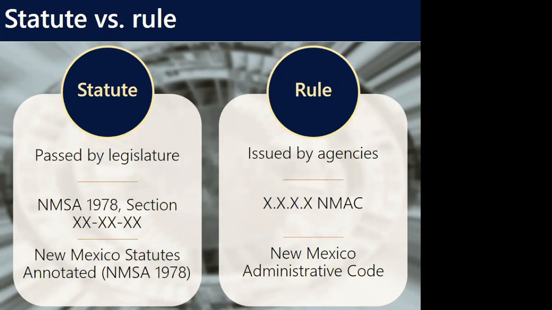So what are the rules then? The rules are what the statute has authorized. The statute authorizes the agency to make rules, and in this case, it's the State Personnel Board rules. So they are in the New Mexico Administrative Code, and this is the citation format there. There'll be a number for the rule cite, and of course, it's in the New Mexico Administrative Code.